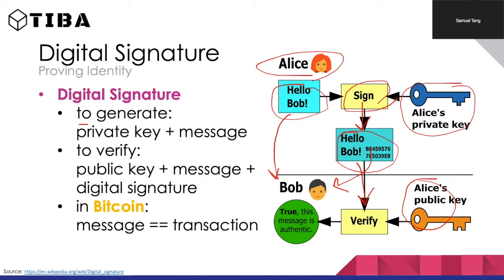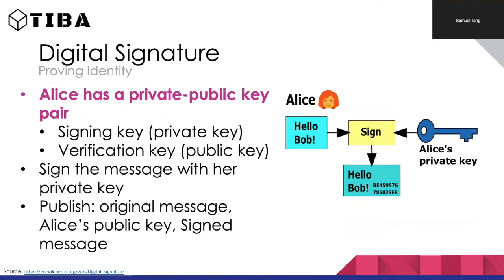So to generate a digital signature, you need the private key and the message. To verify a digital signature, you need the public key, the message, and the digital signature, which is the signed message, the encrypted message. You could imagine in the case of Bitcoin, how do you know if someone is sending their own Bitcoin? Because this message right here equals the transaction. So you need to sign your own transaction using this method to prove that you own the Bitcoin you're trying to spend, which we'll get into more next week or the week after on Bitcoin.